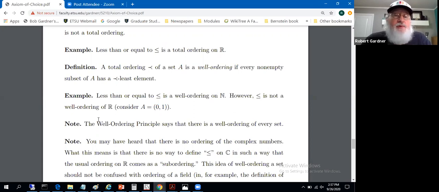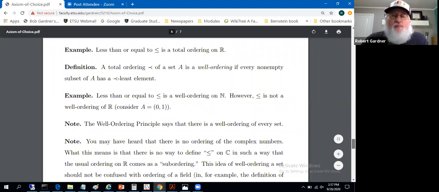Similarly, less than or equal to is not a well ordering on the reals. Take this set A as described above. There's not a least element of set A with respect to the usual ordering of the real numbers. For the same reason, there's not a smallest positive real number. Right? You give me a candidate positive real number, I multiply it by a half, and I get a smaller positive real number. So not a well ordering on the reals, a well ordering on the natural numbers.